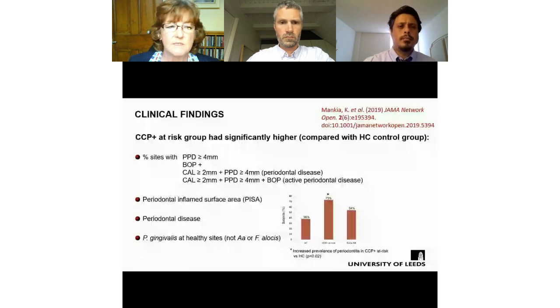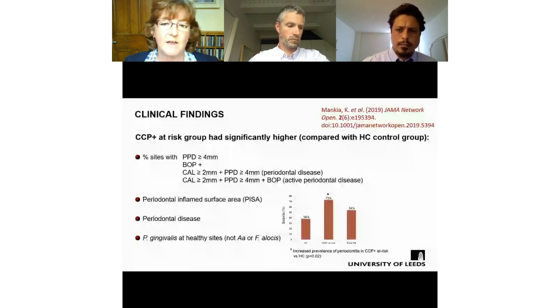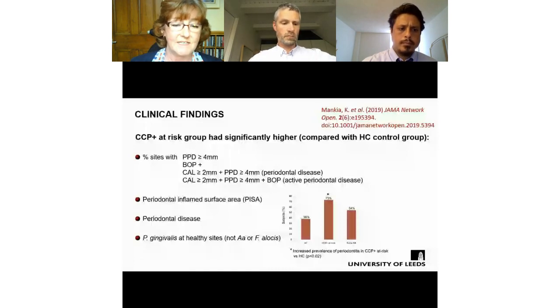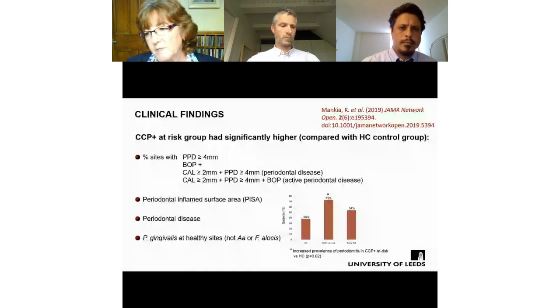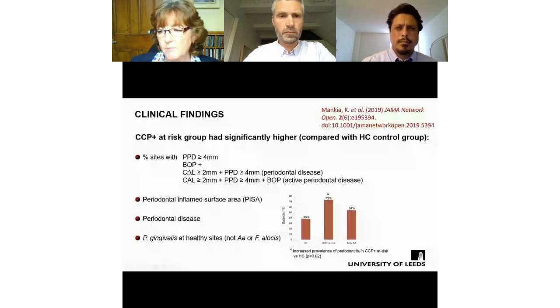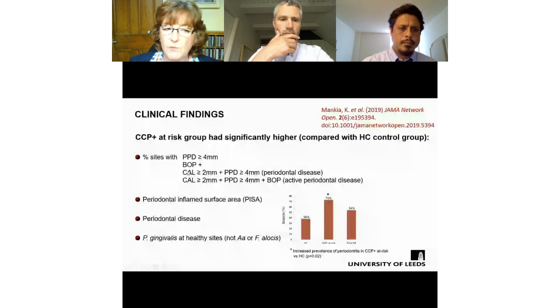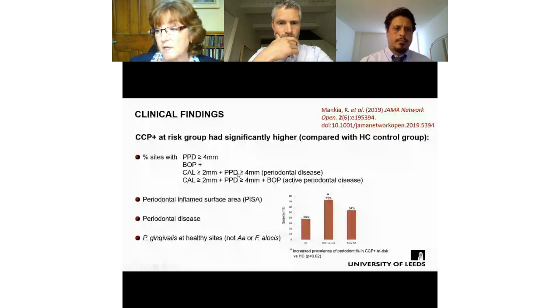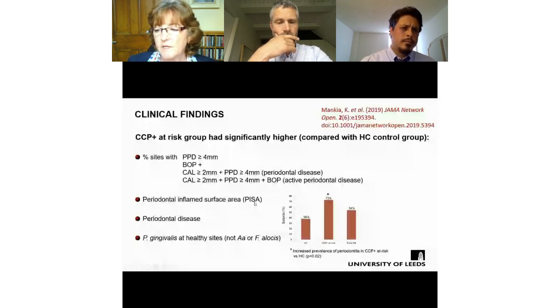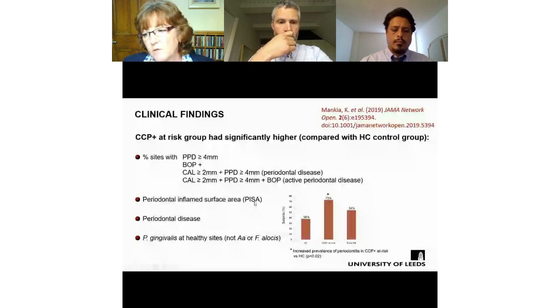Again, just to summarise it, the at-risk group had a number of significantly higher clinical indicators and disease compared with the control group. So they had a higher percentage of sites that had relatively deep periodontal pockets, that exhibited bleeding on probing, that had a combination of a certain level of clinical attachment loss and periodontal pocket depth, which indicated that these were periodontally diseased sites. And when they also occurred with bleeding, these were active periodontal disease sites. So all of these parameters were significantly higher in the at-risk group compared with the control group. They also had a higher PISA, or periodontal inflamed surface area, and higher levels of periodontal disease.